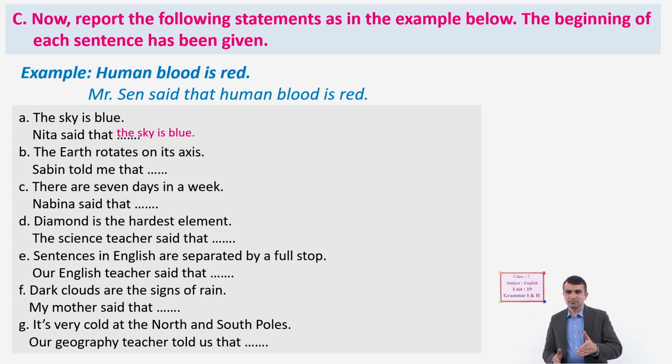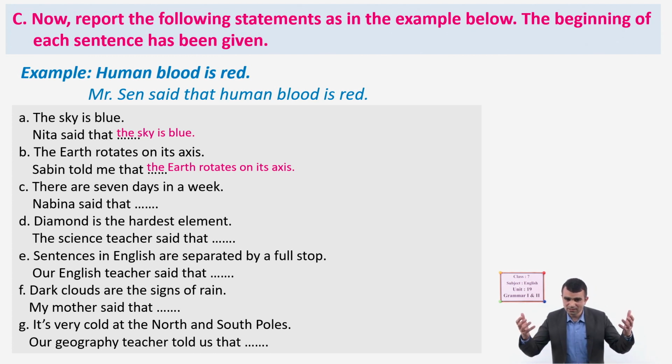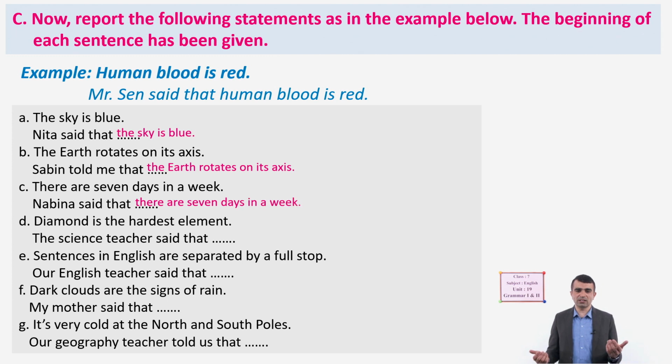Now same statement, the earth rotates on its axis. Okay. C, there are 7 days in a week. That is also truth, fact. Now Navina said that. What? Yes, exactly. There are 7 days in a week. Navina said that there are 7 days in a week.